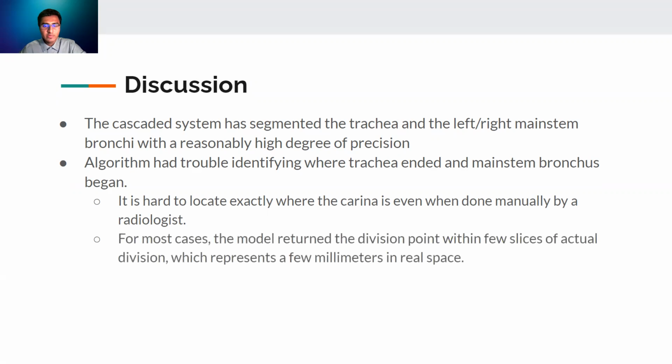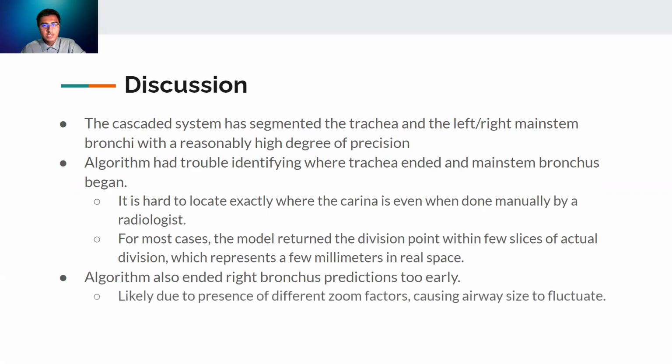For most cases, however, the model returned the division point within a few slices of the actual division, and this distance corresponds to only a few millimeters in real space. The second issue was that the algorithm ended predictions for the right bronchus too early. We hypothesized that the presence of 3 different zoom factors caused the airway size to fluctuate, and thus made it difficult to locate the ending point only based off of 2D cues.